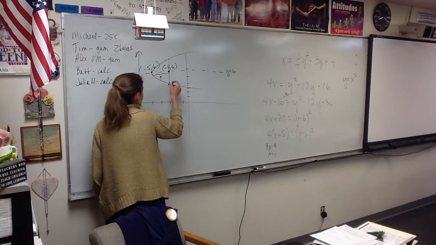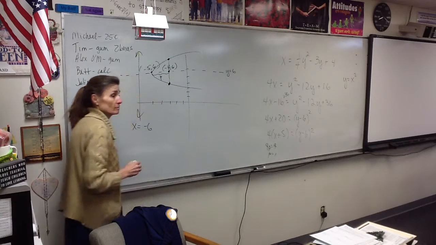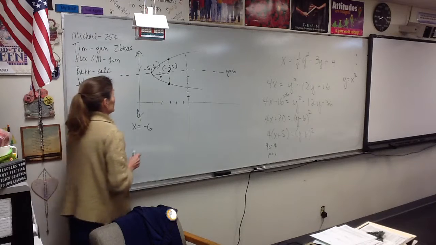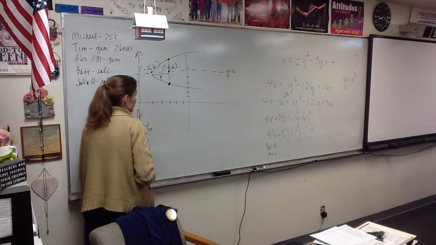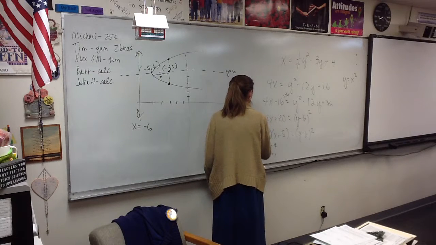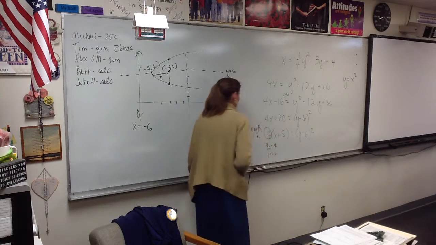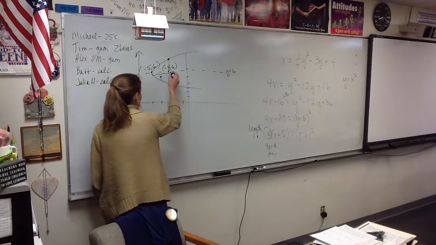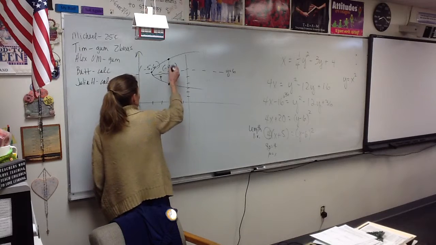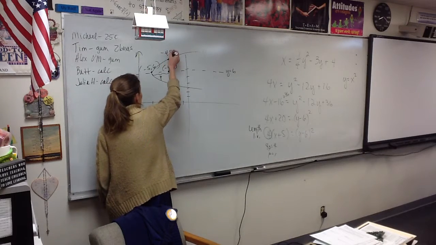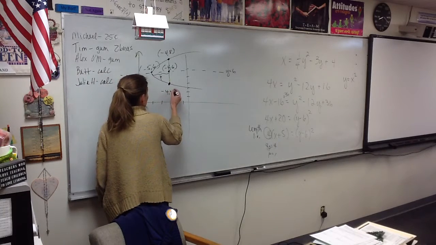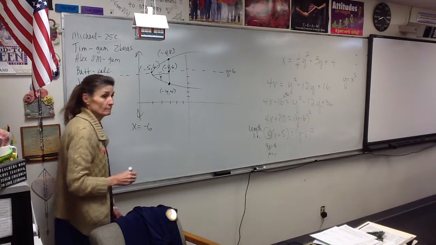Here's your latus rectum. How long is it? This is the length of the latus rectum also. So if the whole thing is 4, you're going to start here and go up and down 2. So up 2 would put us at -4, 8, and down 2 would put us at -4, 4.